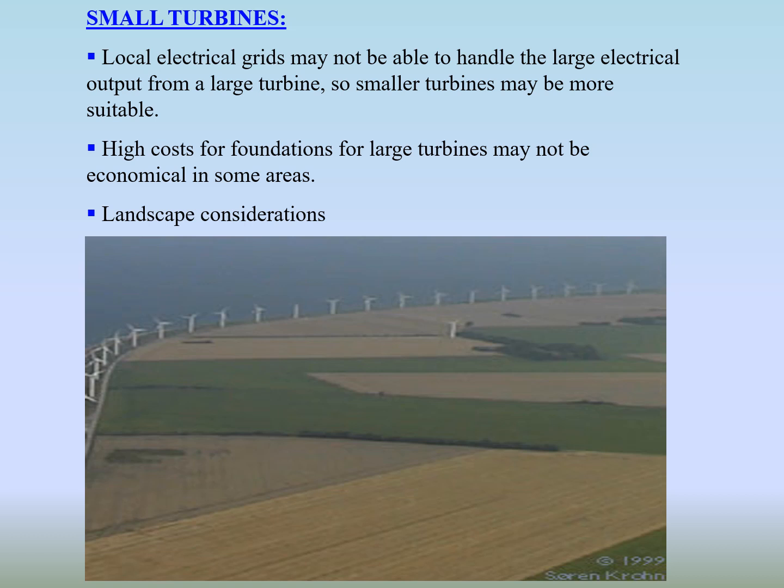Small turbines: local electrical grids may not be able to handle the large electrical output from a large turbine, so a smaller turbine may be more suitable. High cost for foundations for large turbines may not be economical in some areas. Landscape considerations.